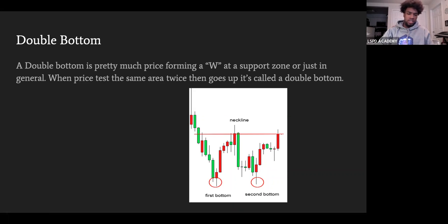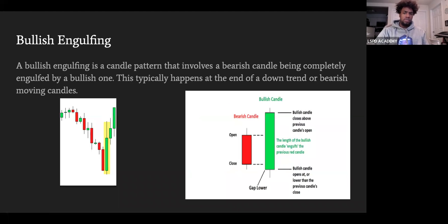Double bottom, and I think, there we go. I knew I was missing something. Bullish engulfing, right? I don't know why it skips these two at a time sometimes. Bullish engulfing. So our bullish engulfing is going to be the opposite of our bearish engulfing, right? So you'll see price completely engulf its preceding bearish candle, right? We'll see boom, boom, bullish candle, real body.